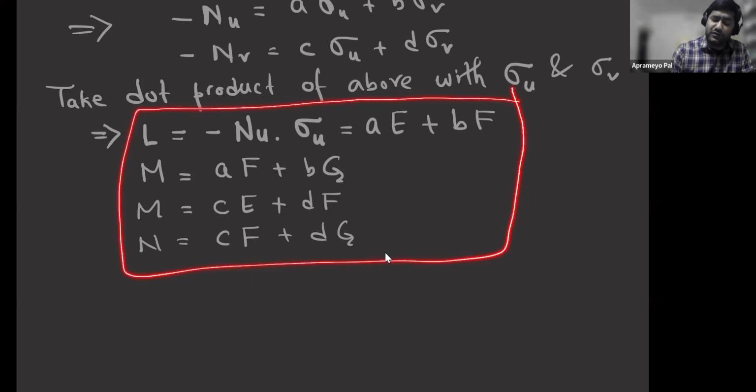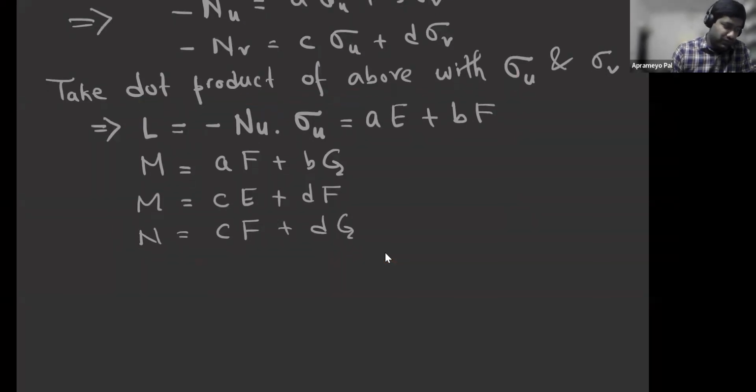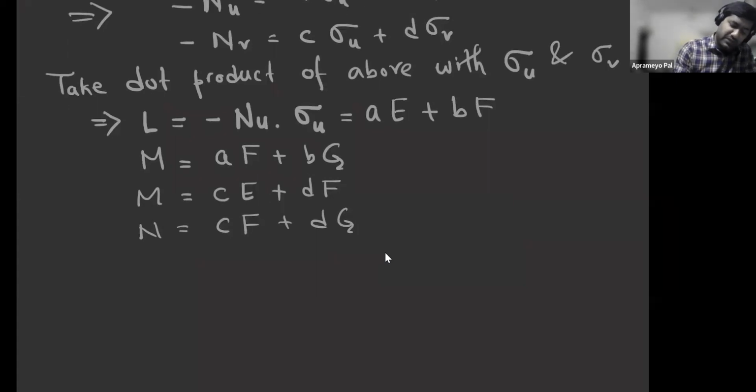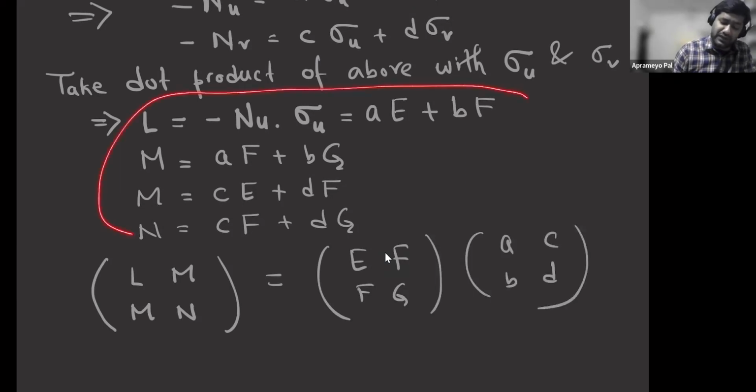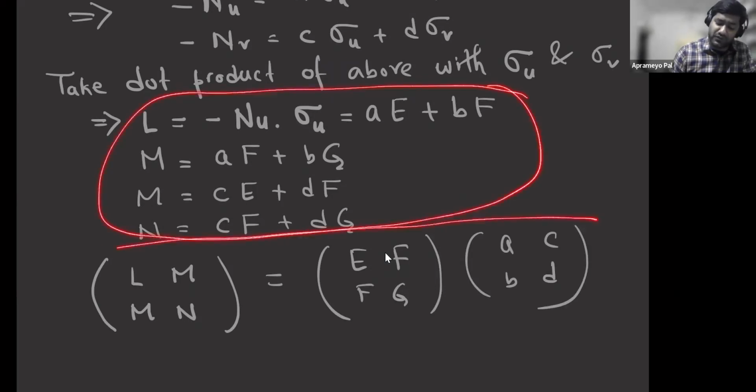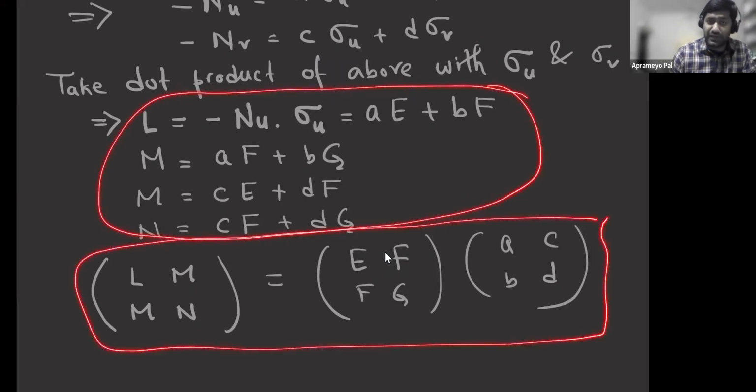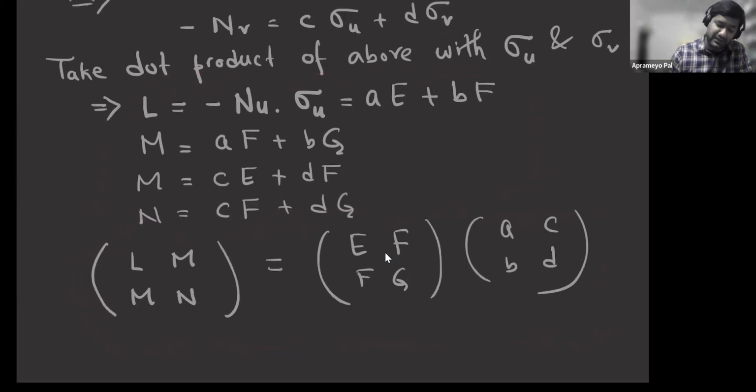So now if you see all these four equations simultaneously, you should be able to write this in matrix terms. So let me write this down. This is nothing deep. So you get basically L, M, N, this is E, F, F, G times A, B, C, D. So I rewrote these four equations in terms of matrix multiplication. That's just as easy as this.